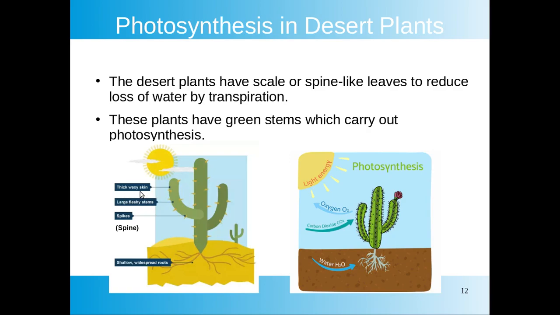Now, what is transpiration? Transpiration is the loss of water through the upper parts of the leaf in the form of water vapor, that is the loss of water. They have a thick waxy skin to prevent transpiration, and most of the transpiration takes place from the upper part of the leaves. Desert plants have spine like leaves, that is they are totally reduced, and they have green stems, that means chlorophyll pigment is present in the stems which carry out photosynthesis.